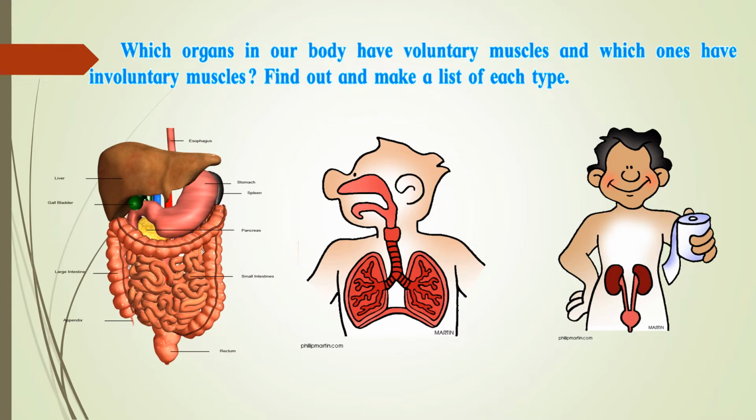Which organ in our body have voluntary muscles and which one have involuntary muscles? Find out and make a list of each type. Now, I have a few examples here. You can write it down in the comment section below whether they are voluntary or involuntary. And you have to name at least two voluntary muscles and two involuntary muscles in your body. Okay? And write it in the comment section below so that we come to know that you understood the concept of voluntary and involuntary muscles.